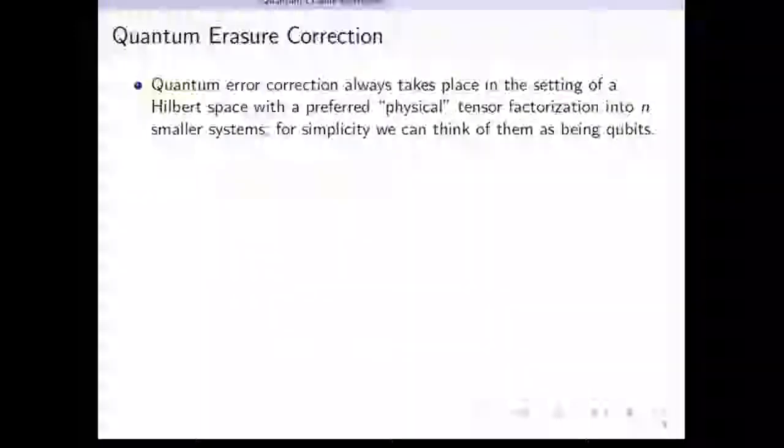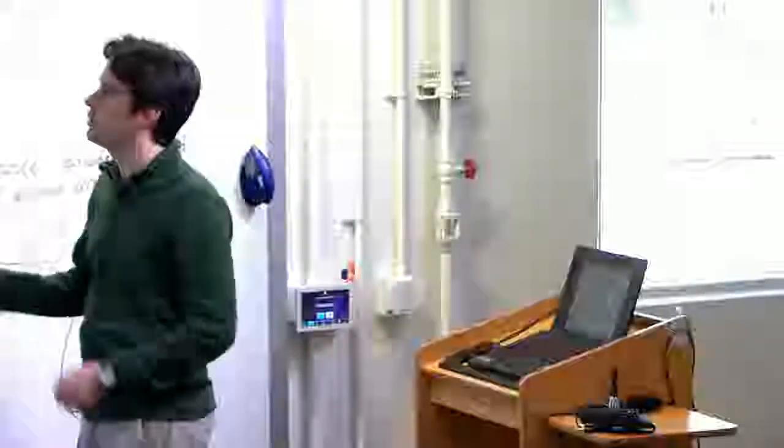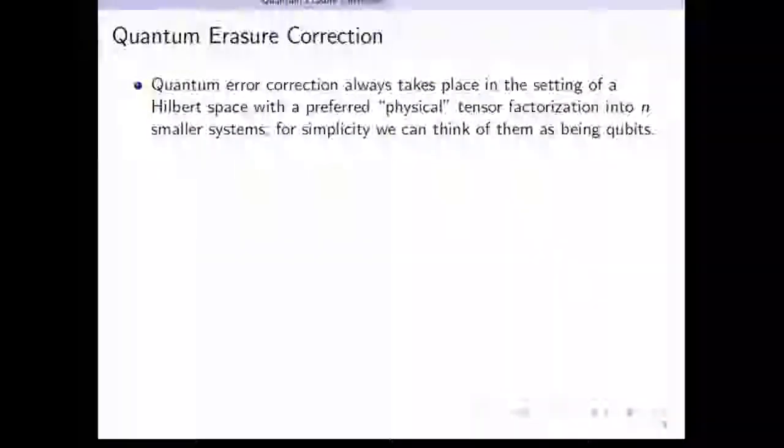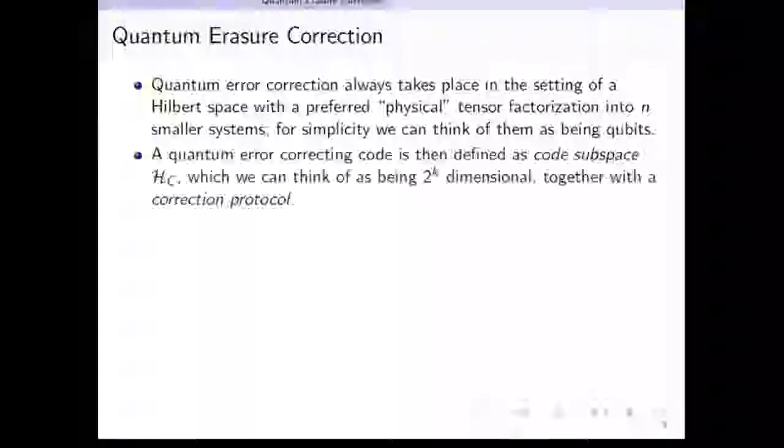So usually when I give this talk, I start with AdS/CFT, but given the audience today, I decided to start with quantum error correction this time. So indeed, quantum error correction, as Daniel explained, you have some Hilbert space. I'm just going to put in the tensor factorization from the beginning, so I'll be a little bit less general. The Hilbert space is a tensor factorization into n smaller systems, and we can just think of them as qubits. Although maybe in a minute they won't be, but for now let's think of them as qubits.